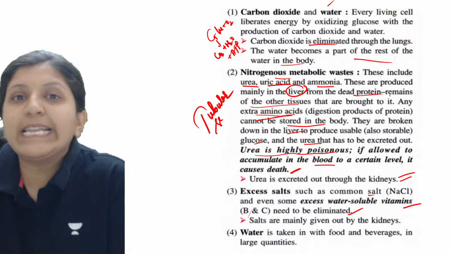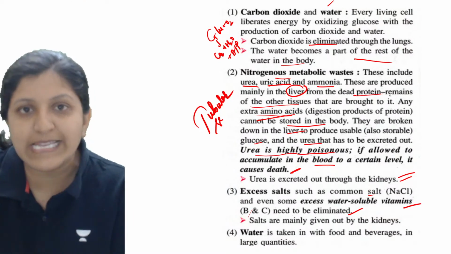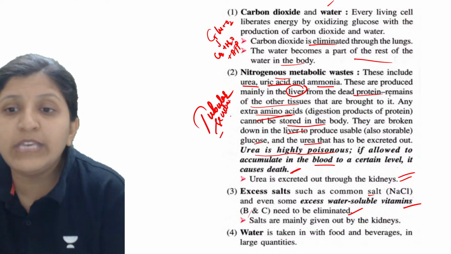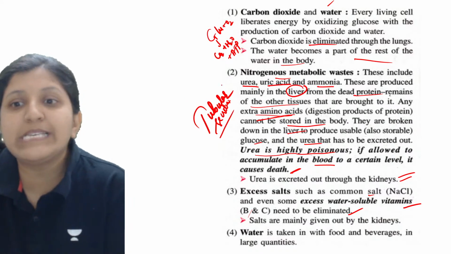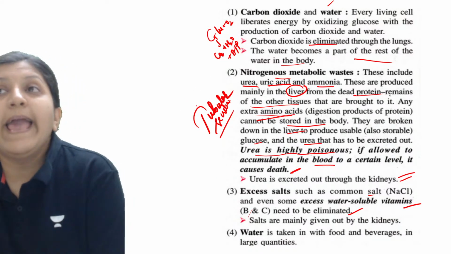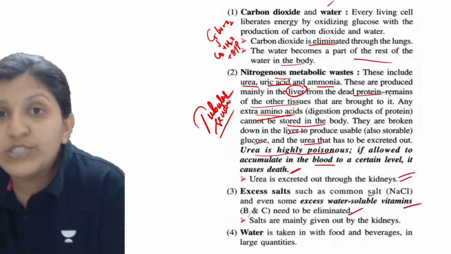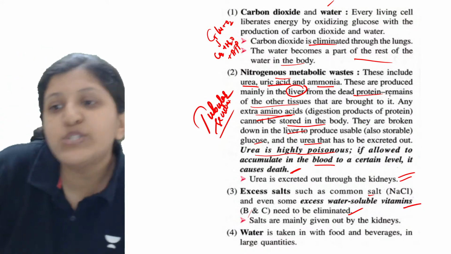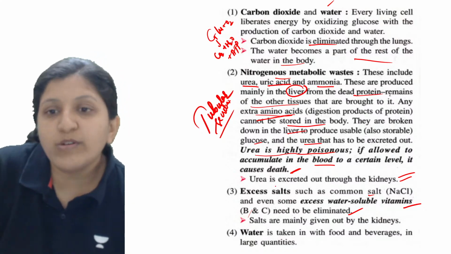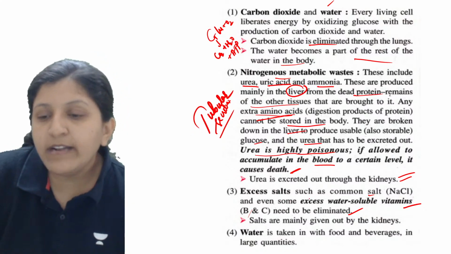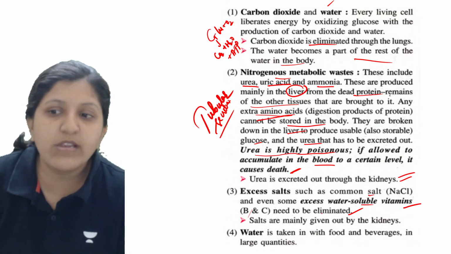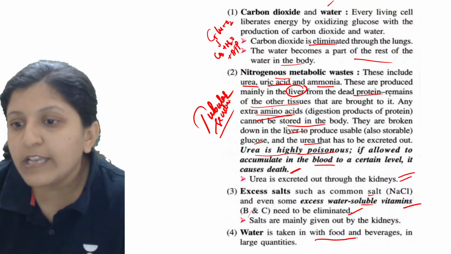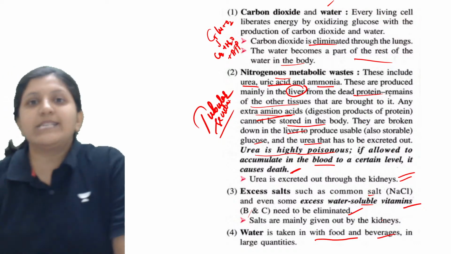Next, there is a reabsorption process occurring, that is selective absorption, and then there is tubular secretion. If any of the vitamins are in excess, then through the tubular secretion process, any excess amount of vitamins, the medications that you are taking, any excess amount of drugs are all got rid of. That is mainly through this particular process called tubular secretion. This is with respect to water soluble vitamins, and salts are also given out through the kidneys, and water is taken in with food as well as beverages, in large quantities.